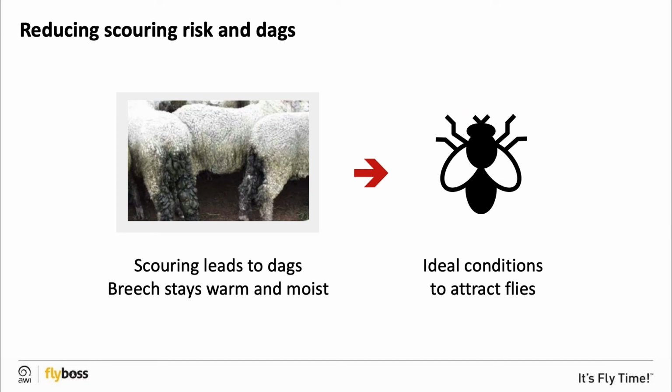So what can we do to reduce scouring? Scouring can cause dags to form rapidly. Dags then cause wool and skin around the breech to stay moist and warm. This creates an odor which attracts the gravid fly looking to lay eggs. This environment provides a suitable site for the female to lay her eggs and for maggots to develop. So preventing scouring and dags is an important step to improve animal welfare, but also to reduce the risk of breech strike.